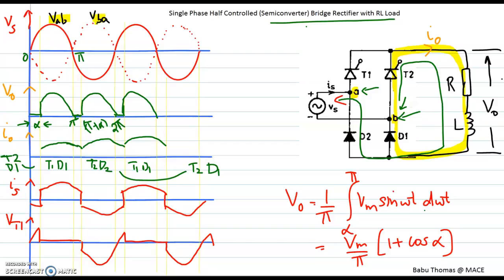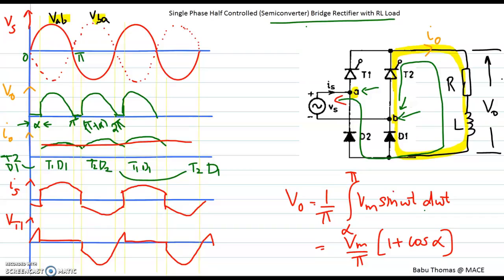Now sometimes we can also say that for a very high value of inductance, the load current I0 can be more constant. So more constant means we can plot this I0 as a constant value like this. So for ease of explanation, for understanding purposes, I have noted it as a medium value for your inductance, so that there is a variation in the current, or else I can plot the current as a constant value. So that is our discussion with the single phase half controlled.